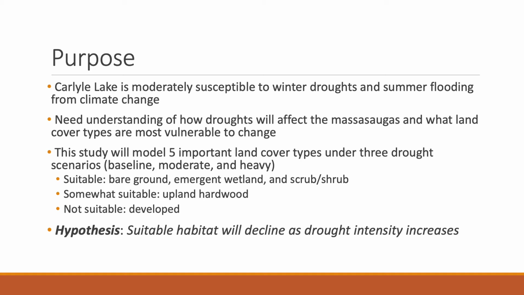So the study will model 5 important land cover types under 3 drought scenarios, and this is going to be your baseline, moderate, and heavy drought scenarios. So we're going to model suitable land cover types, so this is going to be bare ground, emergent wetlands, and then scrub shrubland. We're also going to model the somewhat suitable land cover types, which is the upland hardwood, and then a non-suitable land cover type, which is going to be developed. So our hypothesis is that suitable habitat will decline as drought intensity increases.